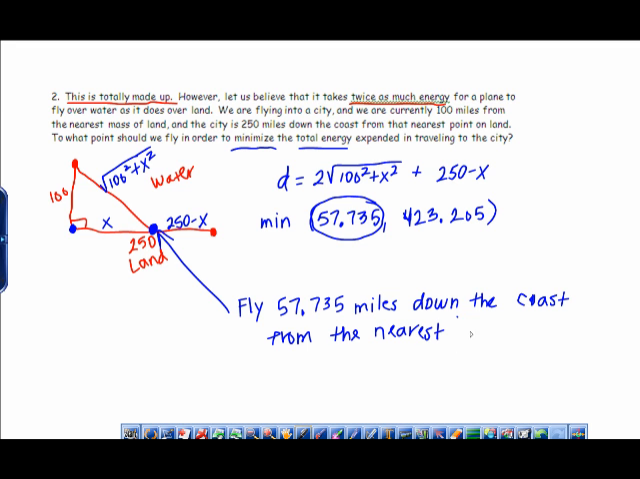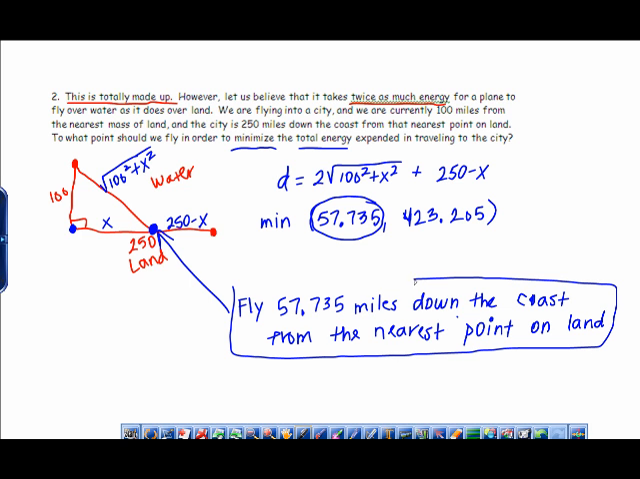Maybe thinking, is this really necessary? Can I just not write the number? Well, you need to explain your answers. You need to interpret your answers. If you had solved this a different way and let X be something else, if you didn't explain it, you wouldn't get the credit for that. From the nearest point on land. And that's good.